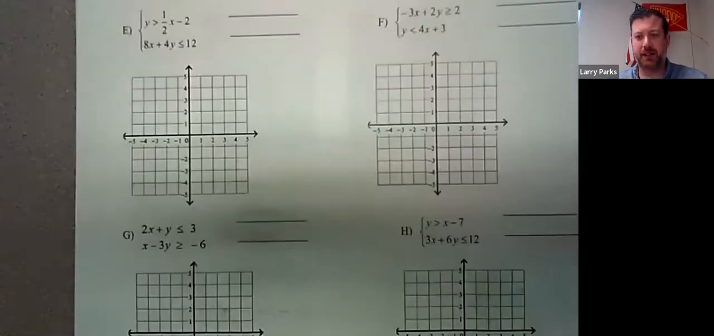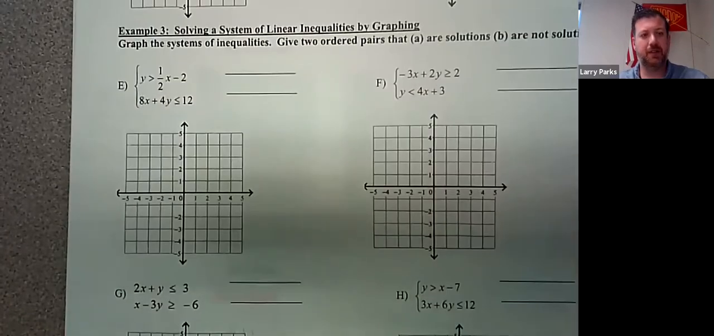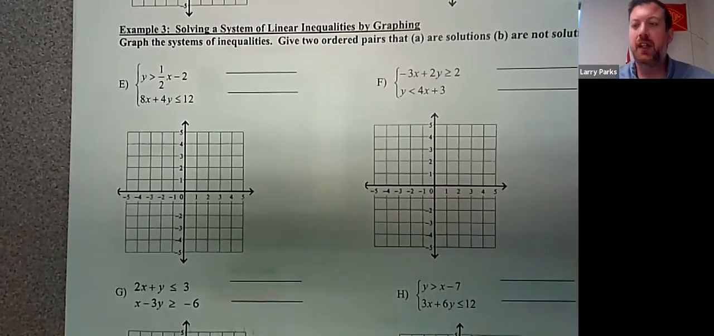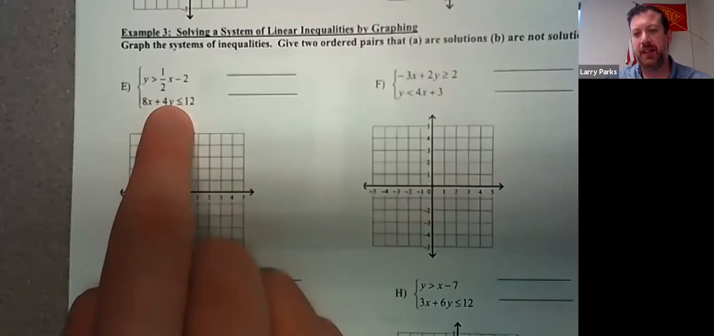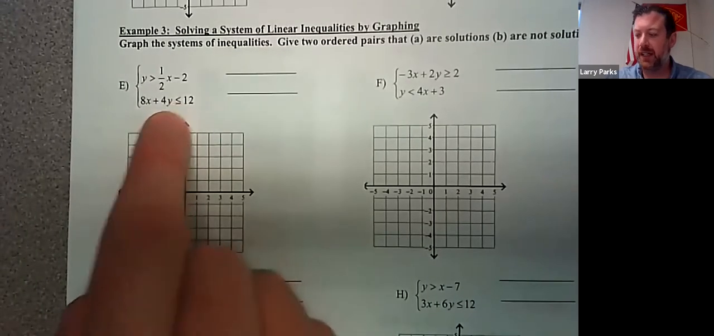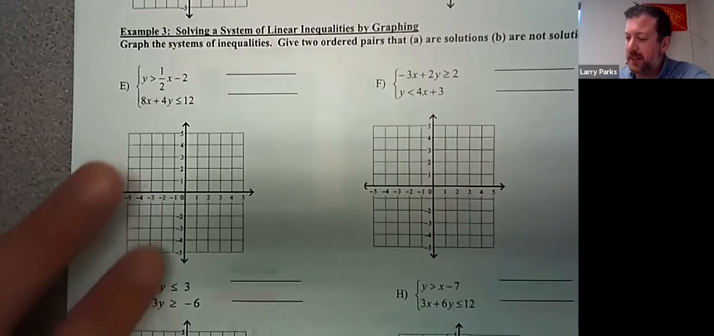I'm going to skip around a little bit. We'll do E first. Notice E is a little different. And the reason why it's a little different is because your second inequality is not isolated for y. So we're going to have to isolate that for y. And so if we're isolating that for y, I'll do the work real fast.